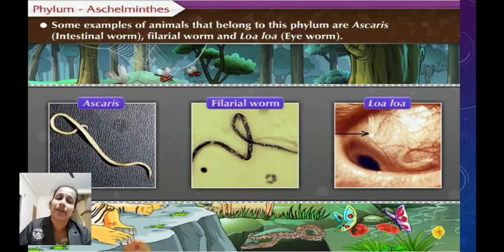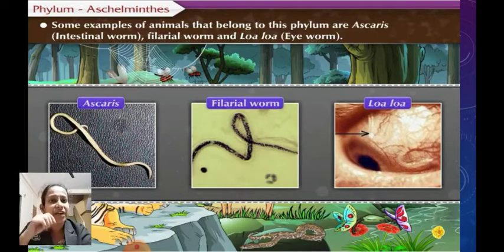Now which are the examples of this? Okay, so some of the examples of the animals belonging to this phylum are ascaris, which is an intestinal worm, especially found in human beings. Fine. Then filarial worm, which causes elephantiasis, it causes filaria. Okay. And loa is an eye worm, that means which causes an infection in the eye. So that worm is called loa. Okay, we commonly call it eye worm.